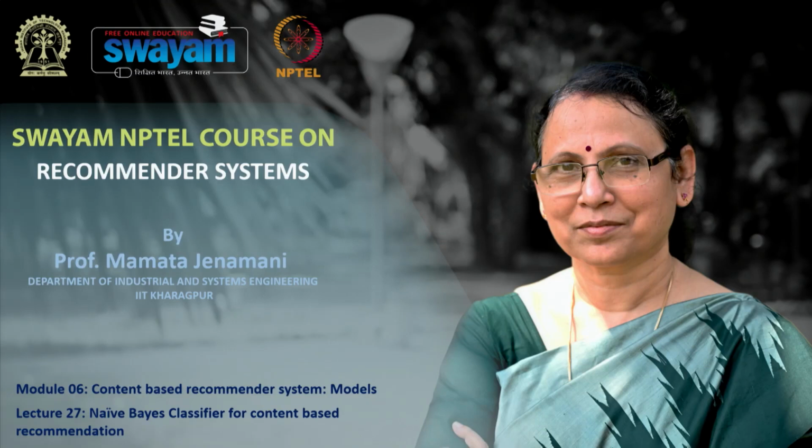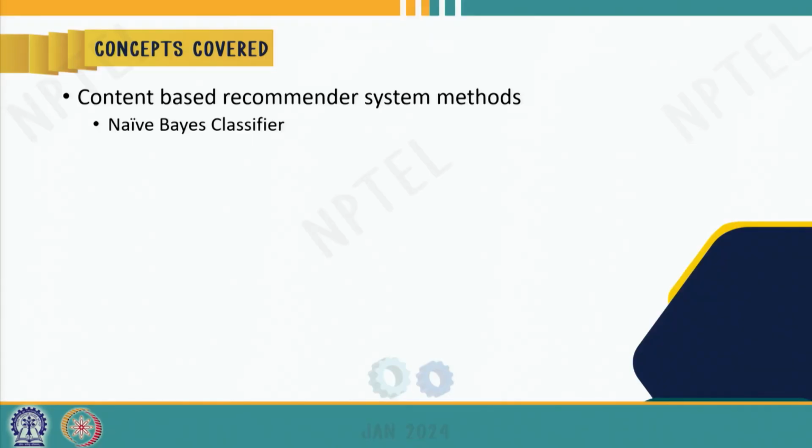Continuing our discussion on content based recommender systems, we have started talking about various methodologies that can be used in the context of content based recommendation. Last class we discussed decision trees, and today we are going to talk about the naive Bayes classifier.